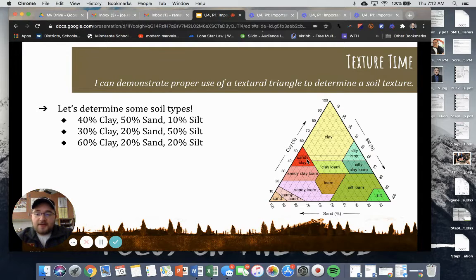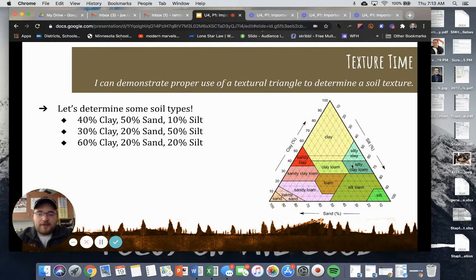Let's try another one together, and then I want you to do the third one on your own, okay? 30% clay, 20% sand, 50% silt. So we go over to our clay first. Clay is 30%. Sand is 20%, so we have to go all the way over here. Then we can guess and check and confirm that our silt is at 50% right here. Perfect. So our texture is silty clay loam for 30% clay, 20% sand, 50% silt. Now I would like you to hit pause and try this last one on your own, and then we'll see how you did.